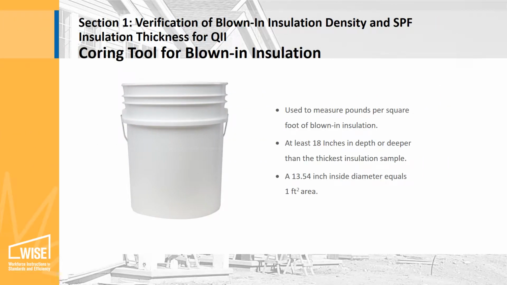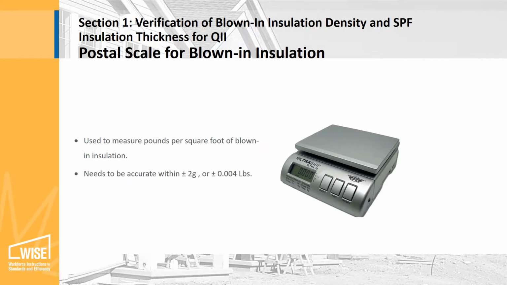The coring tool is used to collect a sample of insulation that represents 1 square foot of insulation. It needs to be deeper than the thickest insulation sample. If your bucket does not have an interior diameter of 13.54 inches, you will need to perform a conversion to account for this difference. A small scale will be used to weigh the sample taken with the coring tool. It will need to have an accuracy of plus or minus 2 grams or 0.004 pounds.